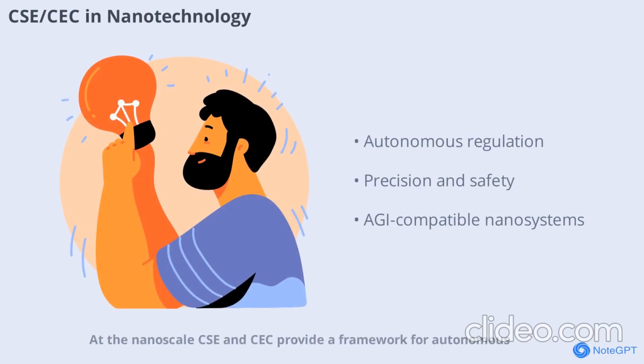At the nanoscale, CSE and CEC provide a framework for autonomous, self-regulating nanobots. These agents balance expansive actions like movement and sensing with integrative feedback such as resistance and environmental signals. For example, a drug delivery nanobot increases dosage when imbalance is detected and reduces it once balance is restored. This ensures precision, safety, and efficiency in dynamic environments, paving the way for AGI-compatible nanosystems.